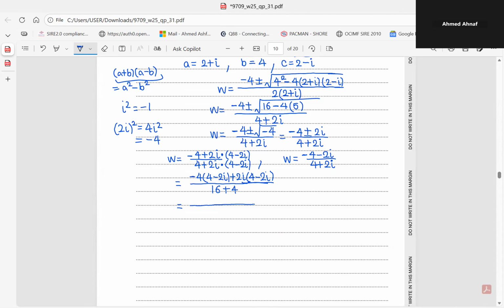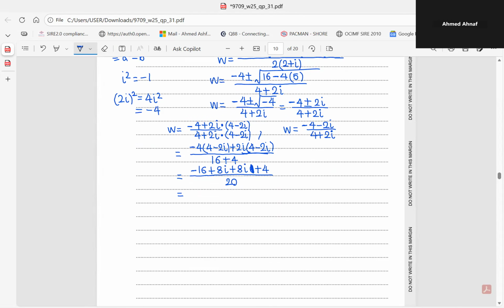Okay, then just expand everything. You get minus 16, plus minus 4 times minus 2i, which is plus 8i. Then 2i times 4, you get plus 8i. 2i times negative 2i, you get minus 4i squared, which would just be plus 4. That should just be 4, right? Yeah. And then over 20. Minus 16 plus 4, that's minus 12. 8i plus 8i, that's 16i, over 20.